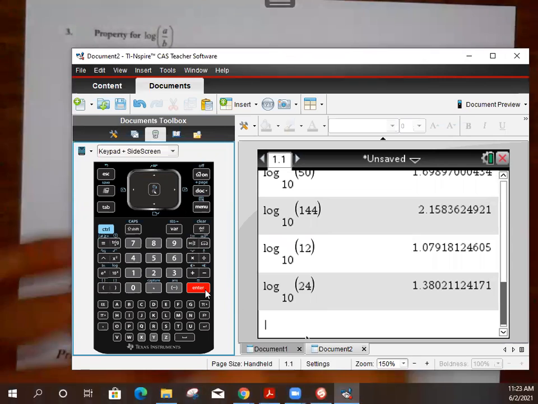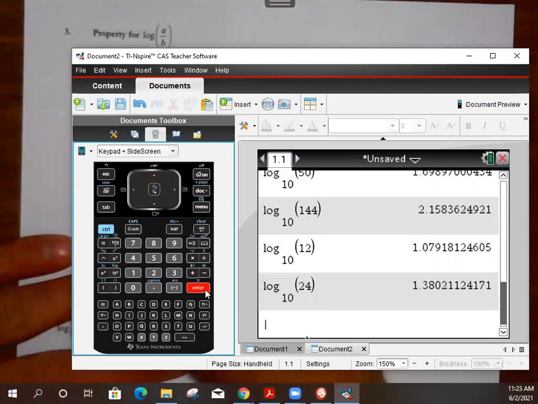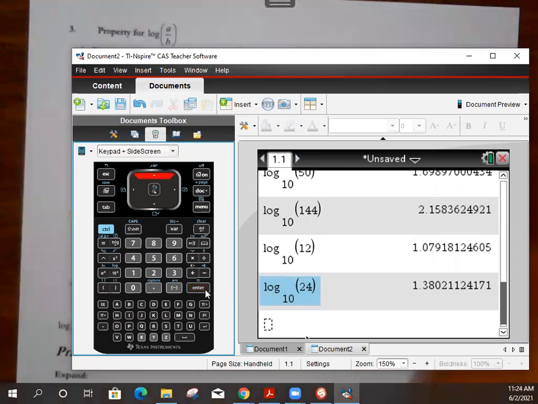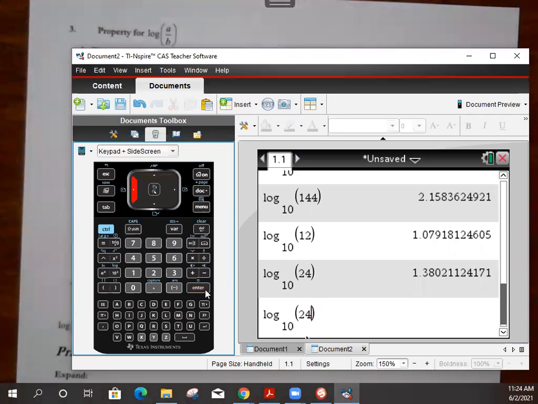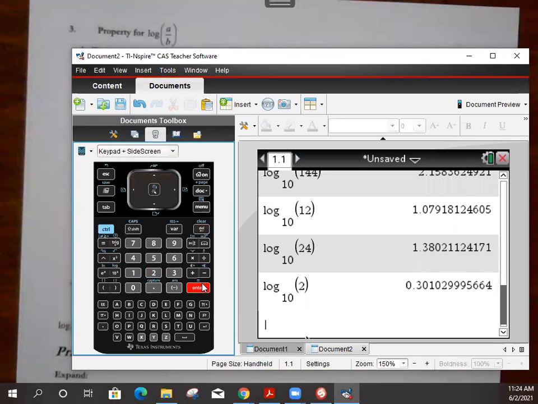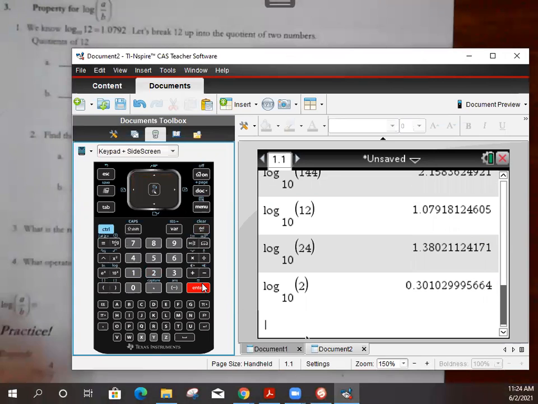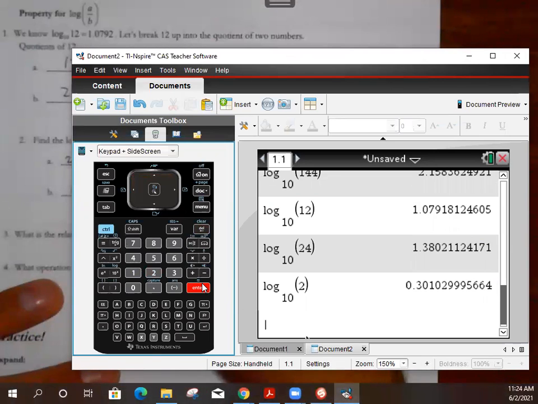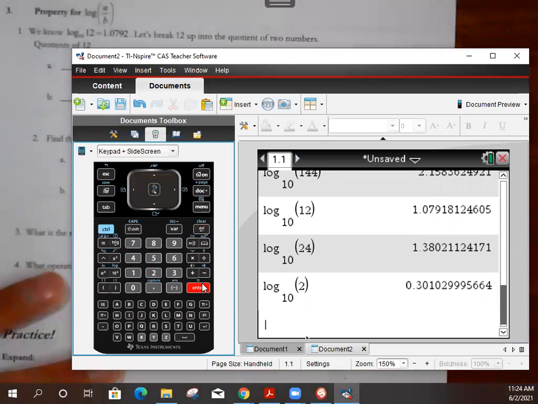1.38. Ooh, my old address, 138. On the dot scale. And then log of 10 base 2. That's gonna be like 0.3, if I'm already guessing. Oh, that was a guess, folks. 0.301.